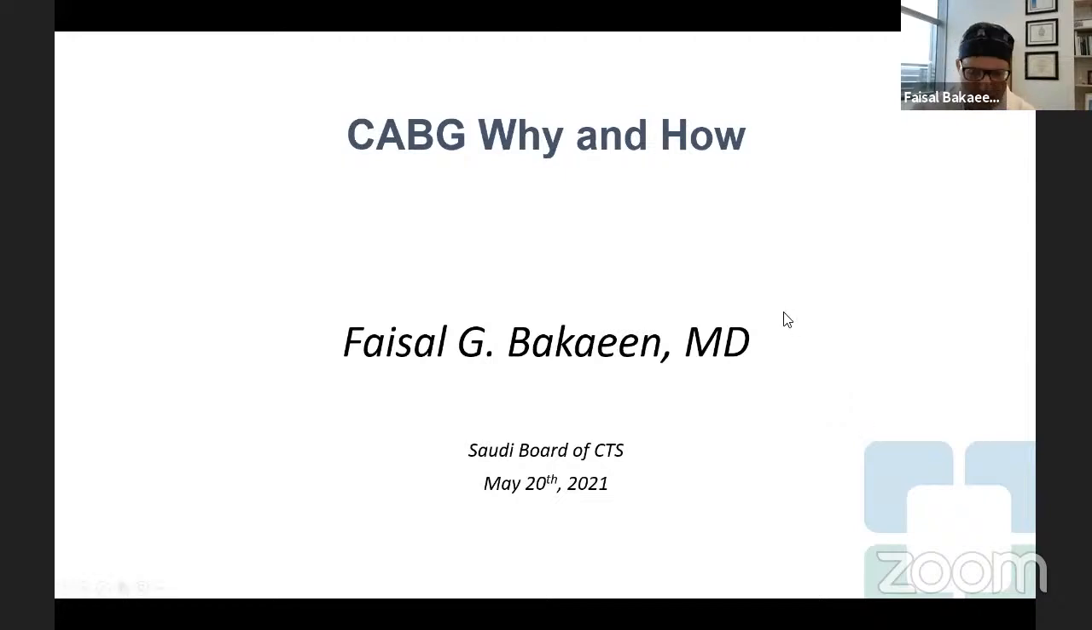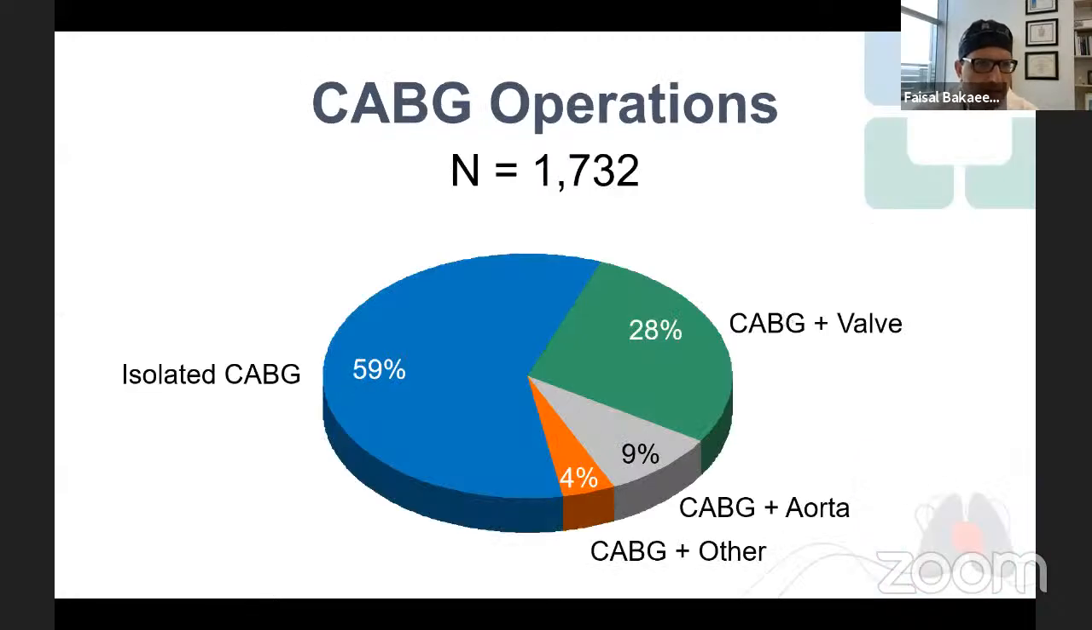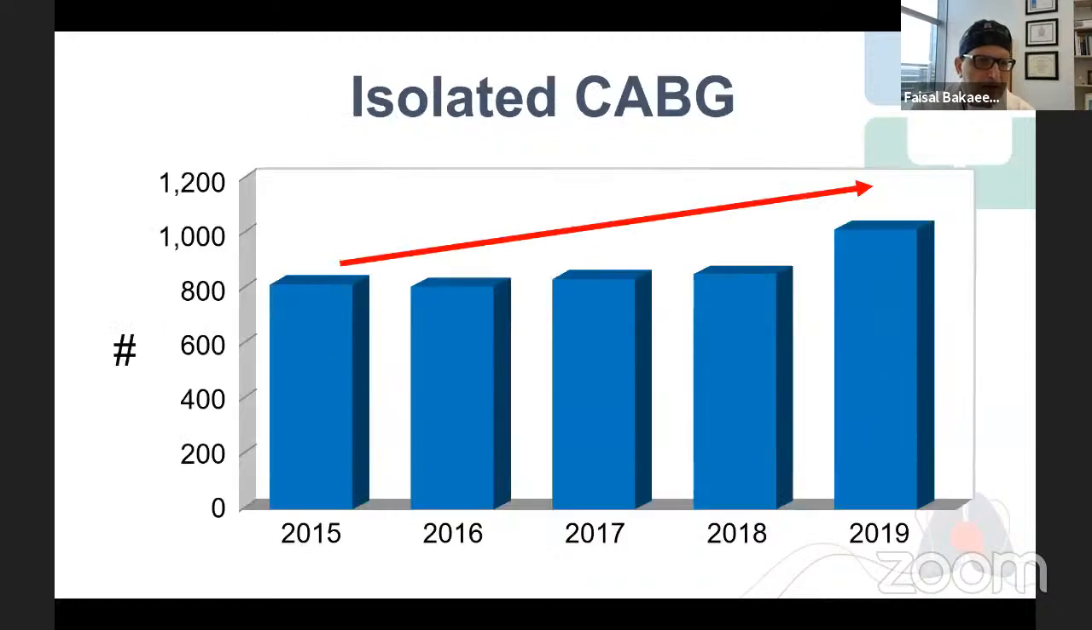So it's called CABG, Why and How. At the Cleveland Clinic, which is the largest center in North America, a third of the operations we do, between 4,500 and 5,000 cases, involve a CABG, and about 60% of the cases are isolated CABGs. The CABG volume is actually increasing at the clinic, and that's probably because people are realizing that there's benefit to multi-arterial grafting, and they know that we do that, so they refer us patients locally, regionally, nationally, and internationally.